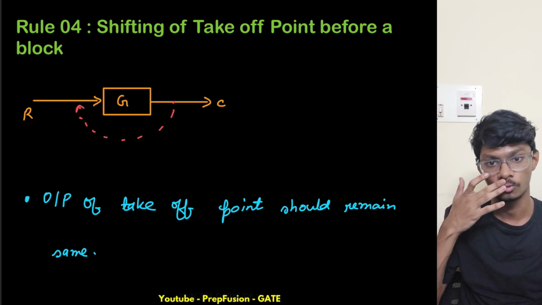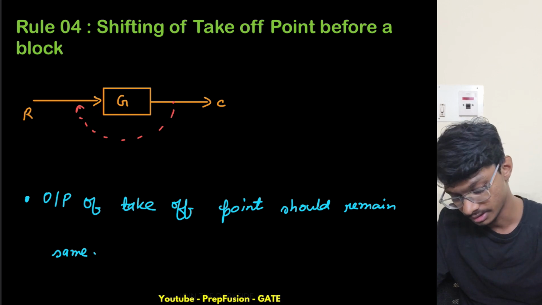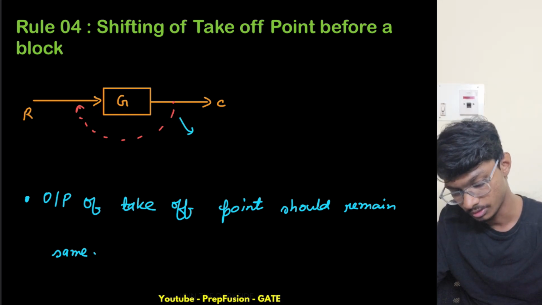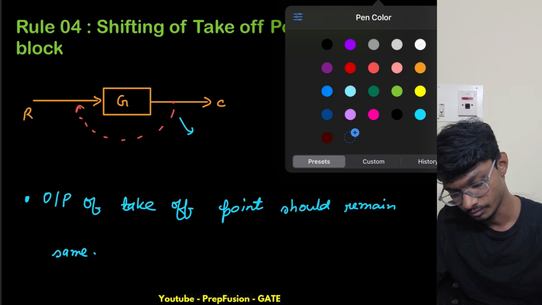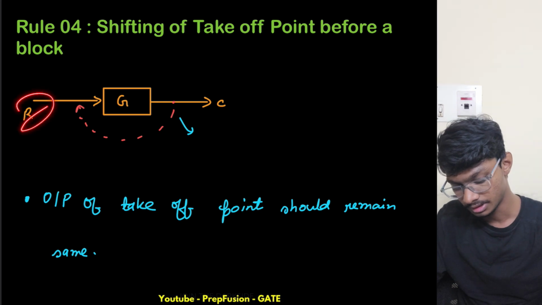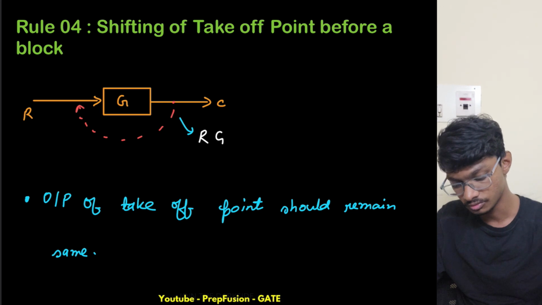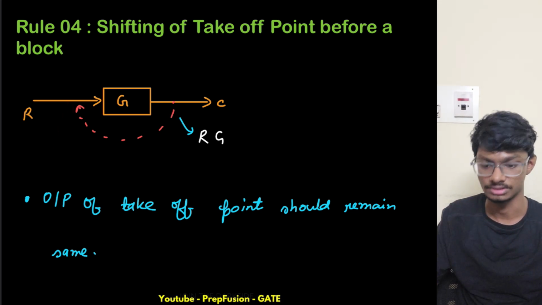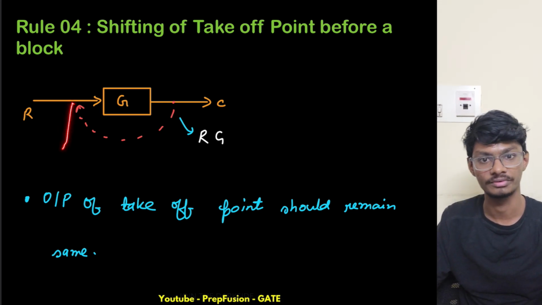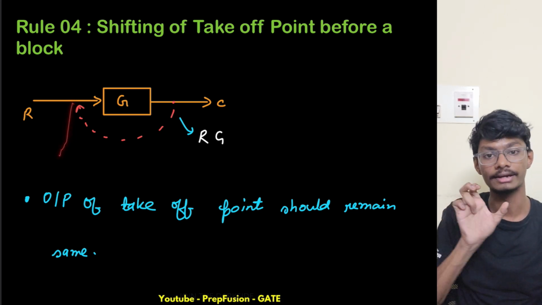So what do I need to do? What was the output that I was getting here? Here I was getting the output as, let me take another color. White is good only. So this is R, right, R times G. So the output was R times G. So here also if I take the output I should get R times G, but if I simply take the output from here, I am getting only R. So I need another gain block of G so that I get R times G.